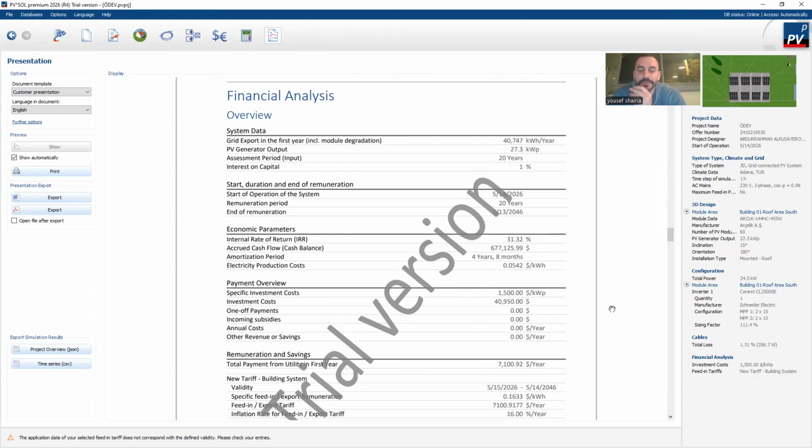Looking at the economic performance indicators, the internal rate of return, or IRR, is 31.32%. This is an outstanding figure. A project is generally considered a good investment if the IRR exceeds 8 to 10%. At 31.32%, this project is highly profitable.